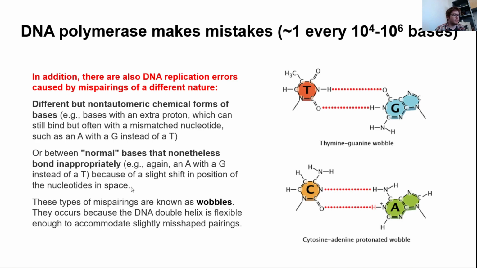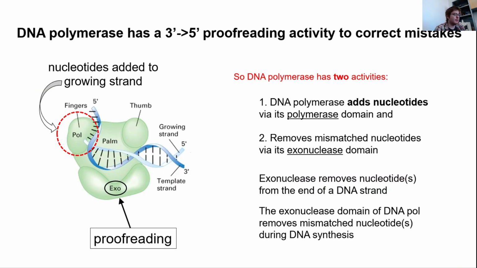And these sort of mispairings that are acceptable enough to sometimes make their way into the helix are called wobble pairs. And these, of course, are no good because you don't want to put a G when there's a T, you want to put an A. Okay, so these are the mistakes that kind of happen. So how can polymerase deal with them?